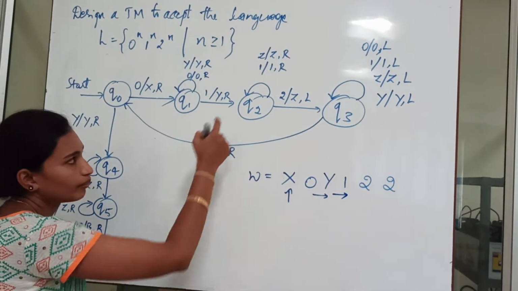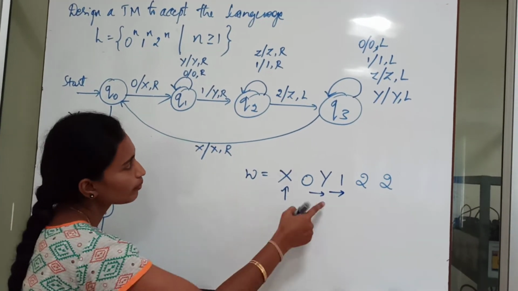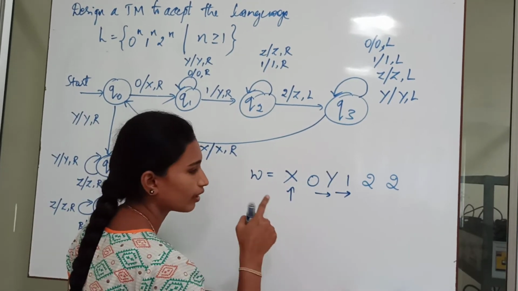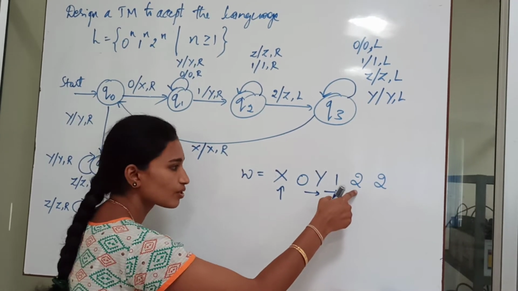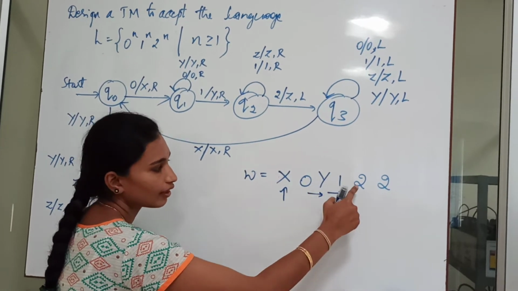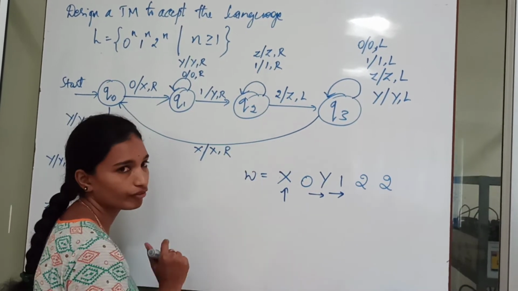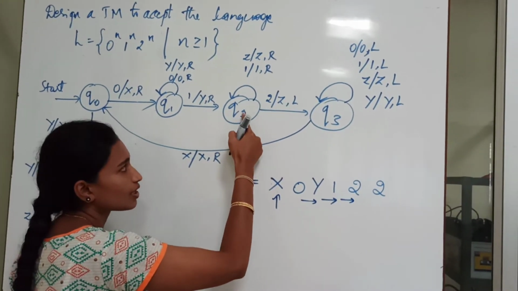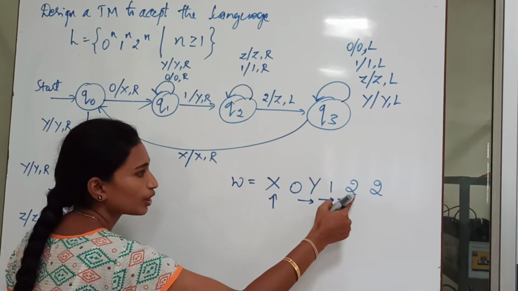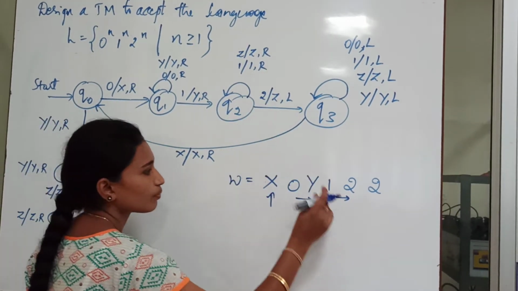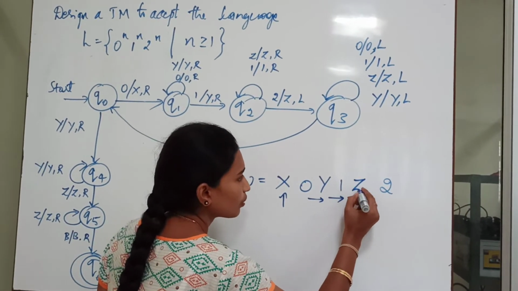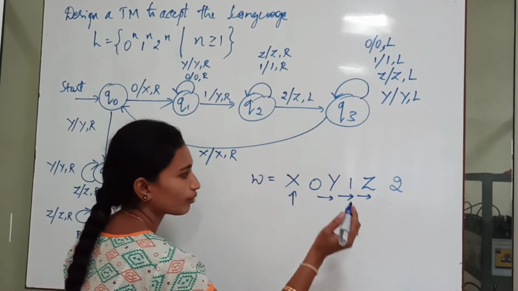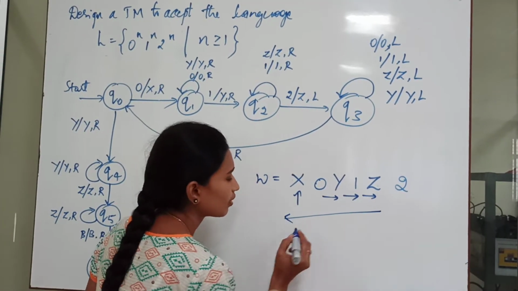Then the machine is in q2. The next input symbol is 1 only. We need not replace this 1 by y. Rather we are looking for the leftmost 2. So until we get the leftmost 2, stay in the self loop. Next take a right move. The next input symbol is 2. There is a change of state from q2 to q3. This 2 will be replaced by z, and again take a left move. We have to move towards the left.